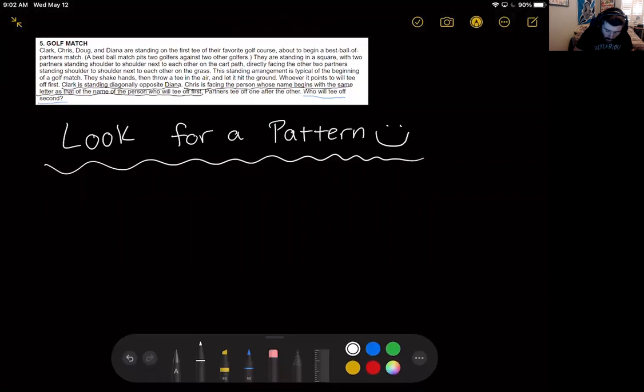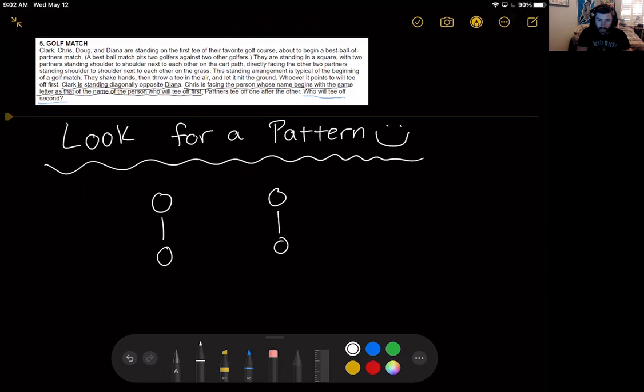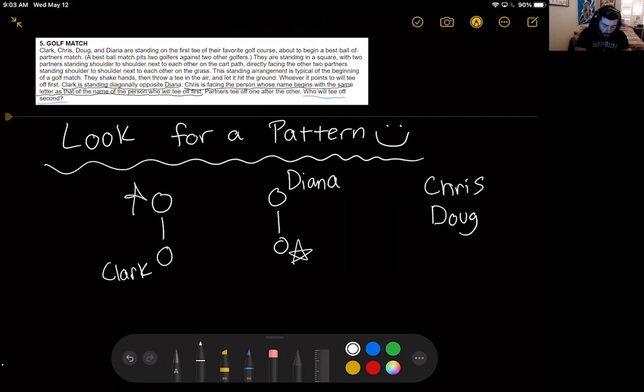So we already know where two people's spots are in the group. So notice how here's one partner group and they're facing the other partner group. So there's already a fixed position. And we know that Clark's right here, and opposite of Clark is Diana. But notice we still have two people that could go in either spot. We have Chris and we have Doug. So these people could either go there or there. So we're going to have two separate cases where they go in either spot.